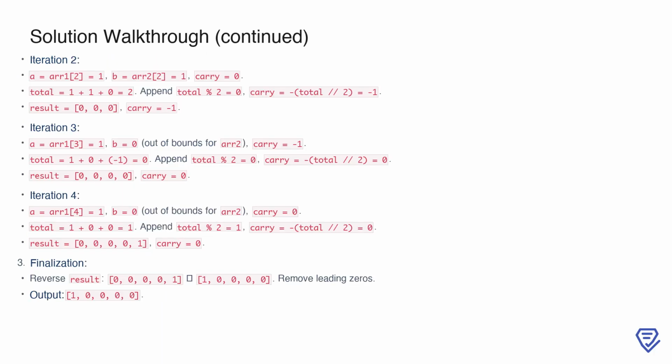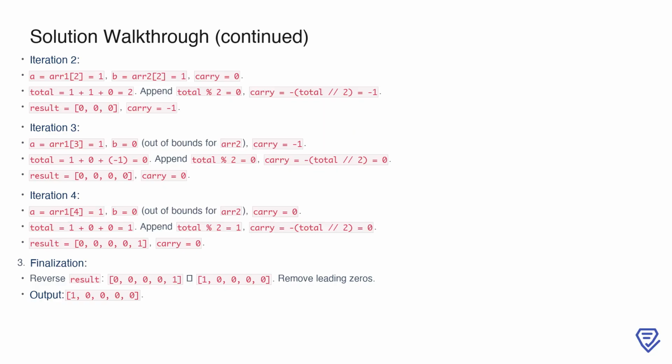Continuing with the third iteration, we add the next digits from the arrays, which are both 1, along with the current carry of 0. The sum is 2, so we append 0 to the result and update the carry to -1. In the fourth iteration, we add the next digit from the first array, which is 1, while the second array has no corresponding digit, so we treat it as 0. Adding these with the carry of -1 results in a total of 0, so we append 0 to the result and reset the carry to 0.